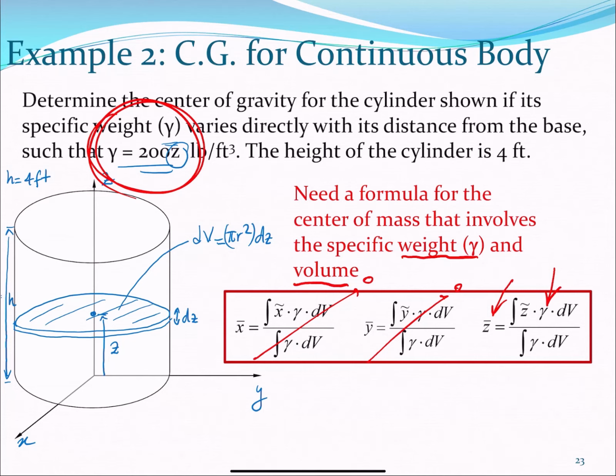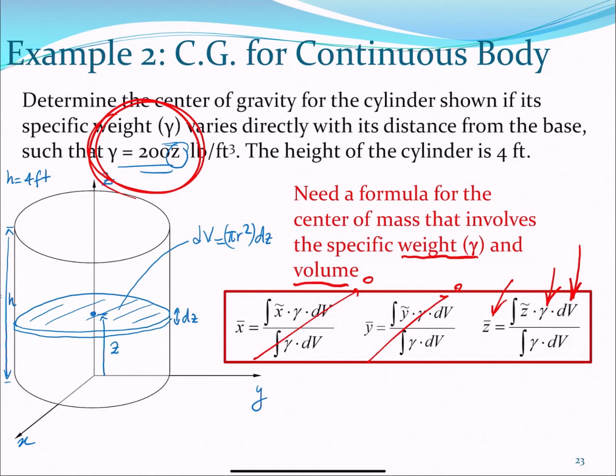Gamma equal to 200 times z in terms of pounds per cubic foot. And then we need a differential of volume, right? Differential of volume, which you may or may not remember from your calculus courses. But a differential of volume is just the piece that we are going to add, right, with the integral, right? So obviously we have to integrate along z, right, along the z-axis.